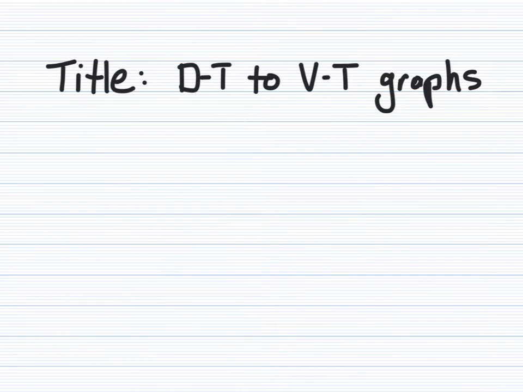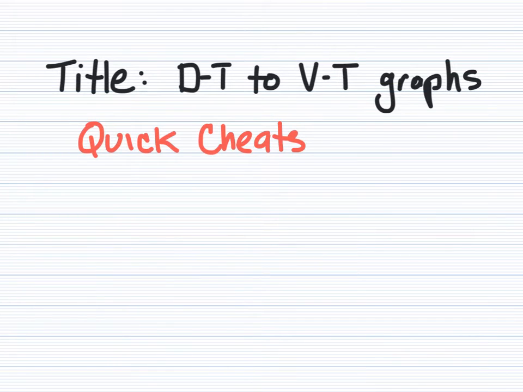So hopefully you have your notebook open to the next blank page. Let's put a title up at the top. This is going to be dt, distance time, to vt, velocity time graphs. And the first thing I want after the title is a list of quick cheats that we're going to have in place so that we can quickly refer to them as needed. Let's make a t-chart, and on the left side let's put dt, and on the right side let's put vt.